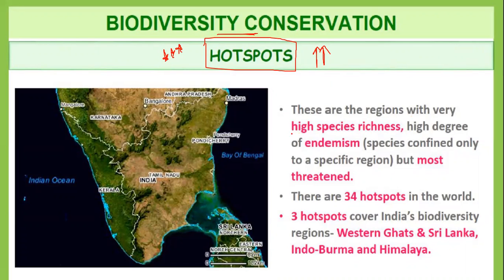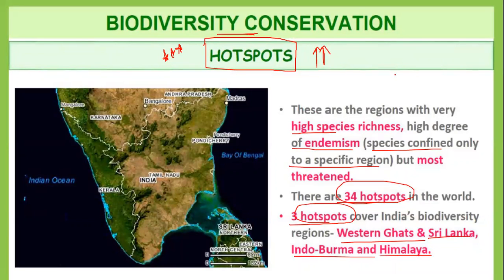These are the regions with very high species richness and a high degree of endemism, that is, species confined to specific regions only. There are in total 34 hotspots in the world. Three hotspots cover India's biodiversity regions: Western Ghats and Sri Lanka, Indo-Burma, and the Himalayas. Guys, this particular statement is a very important question for your CBSE boards. Very, very important question for your CBSE boards.